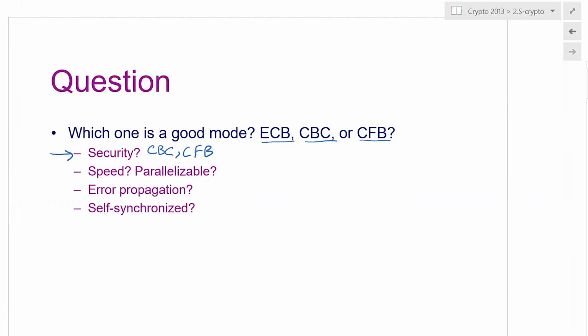Okay, so now we have talked about how, for security purposes, we choose CBC and CFB.